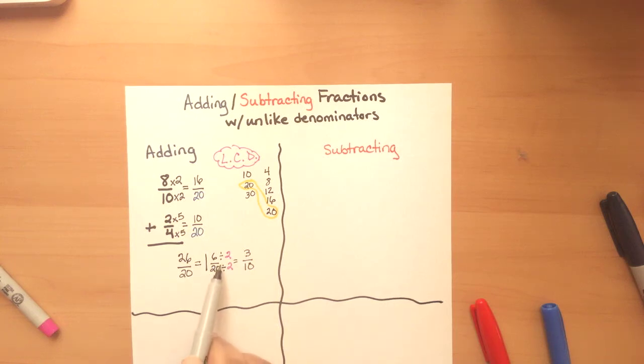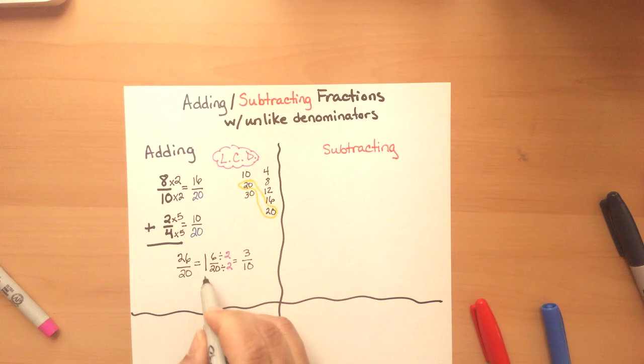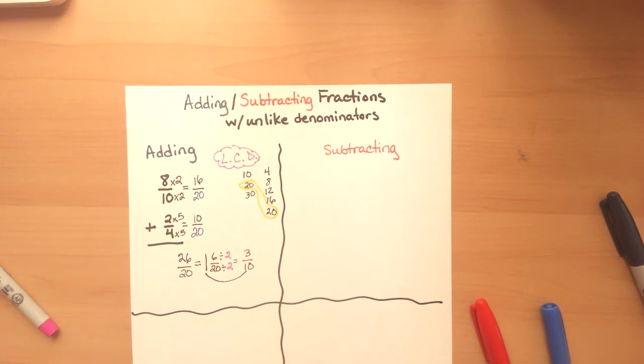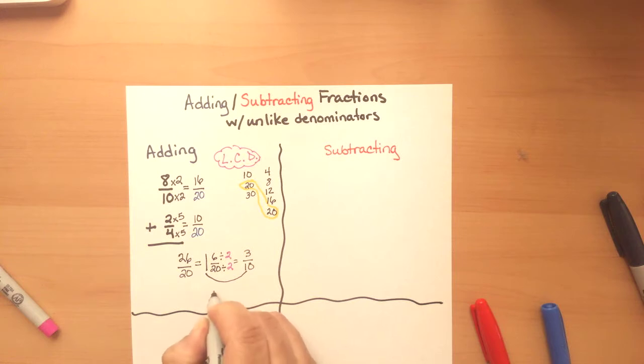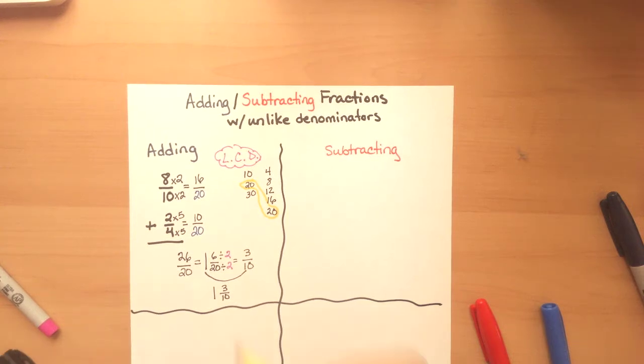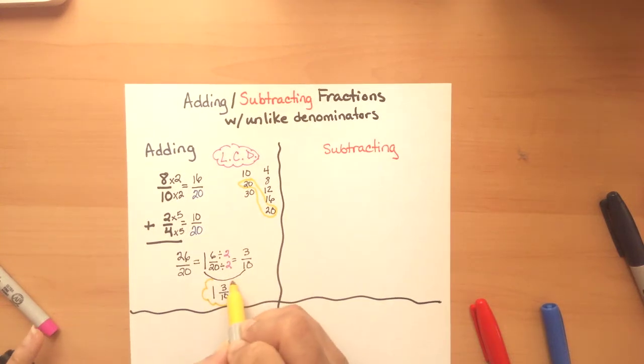So now I'm going to bring my parts of my problem back together. So I had a whole number, and now I have a simplified fraction. So my final answer is 1 3/10. And I like to put a nice little cloud bubble around it to show my final answer.